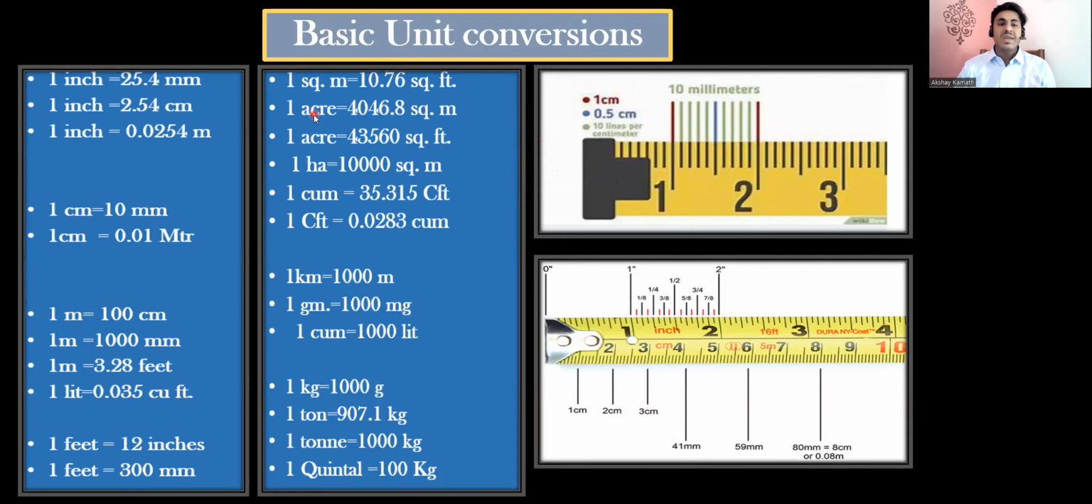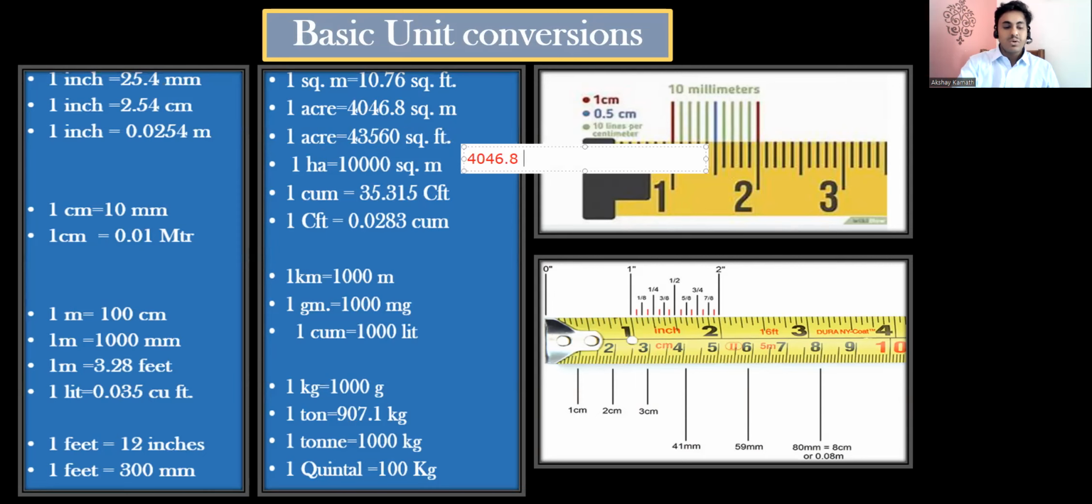Then 1 acre is equal to 4,046 square meter. In terms of square feet, again, you have to multiply this by how much? 10.76. 4046.8 into 10.76 should give me that answer. See, 1 acre is 4046.8 square meter. This is a standard unit. We don't know how it has come, but this is standard. You have to remember it. But 1 acre in terms of square feet, you can do the calculation. From square meter to square feet, I have to multiply by 10.76. Very simple.